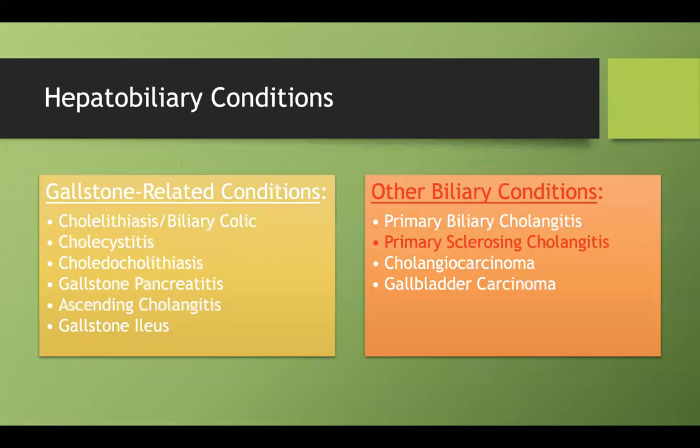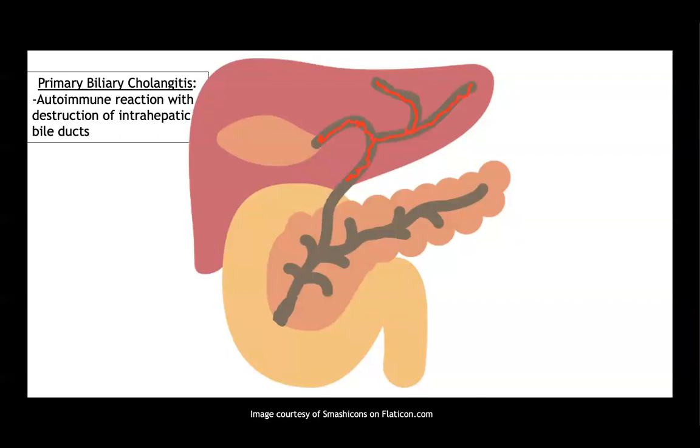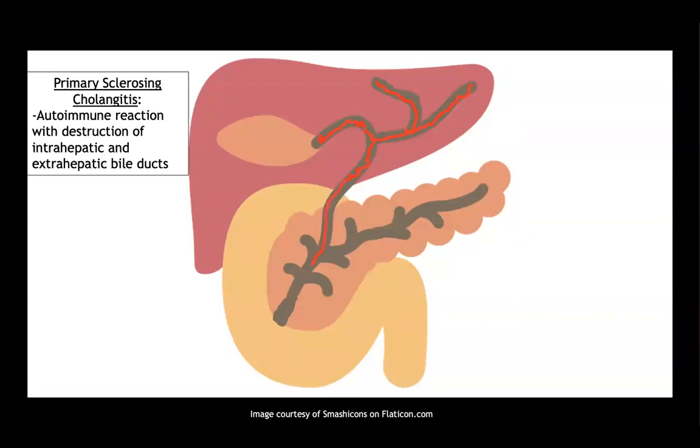So let's compare and contrast this to another autoimmune condition, primary sclerosing cholangitis, or PSC. This is a chronic inflammation of not only the intrahepatic bile ducts, but also the extrahepatic bile ducts. So what that'll look like, here's PBC that we've been talking about. PSC also affects the bile ducts that are outside of the liver as well.